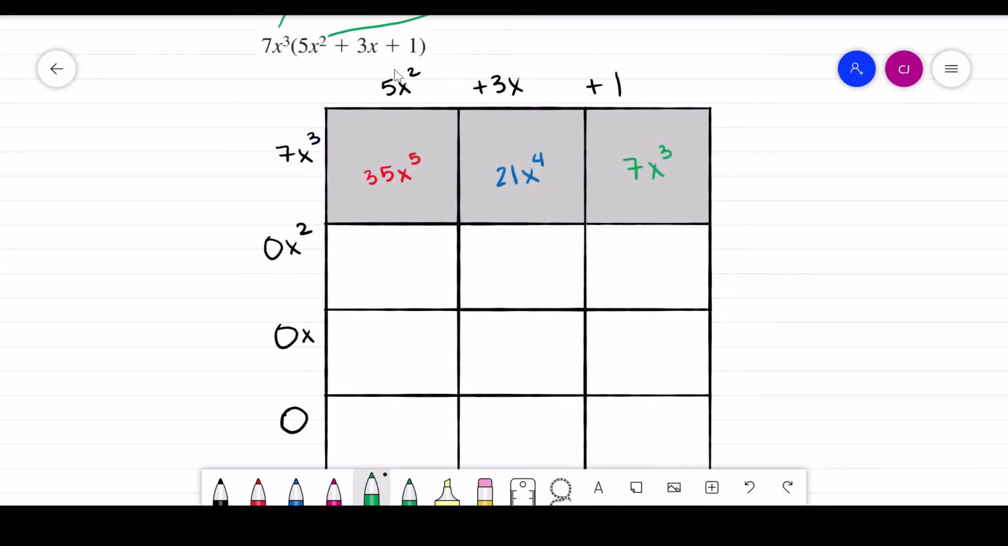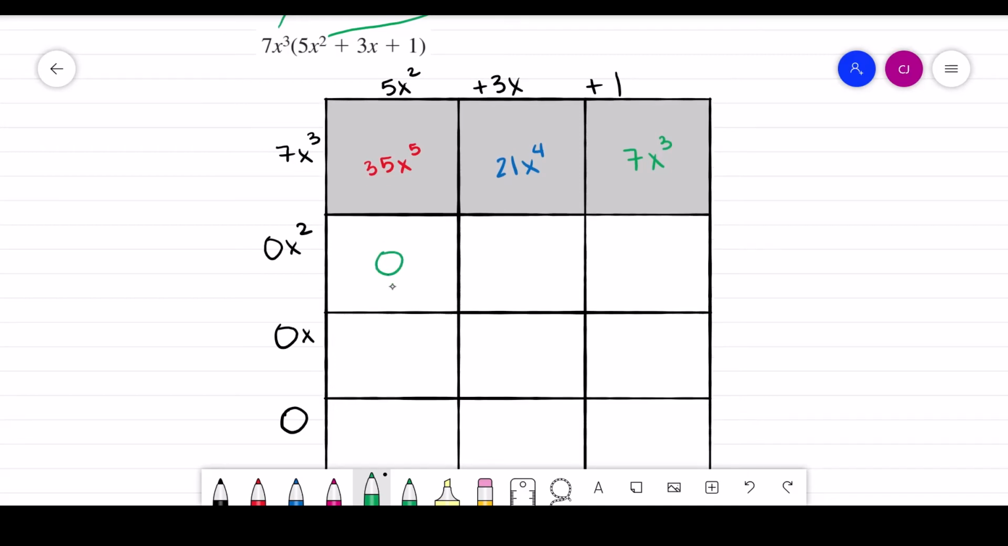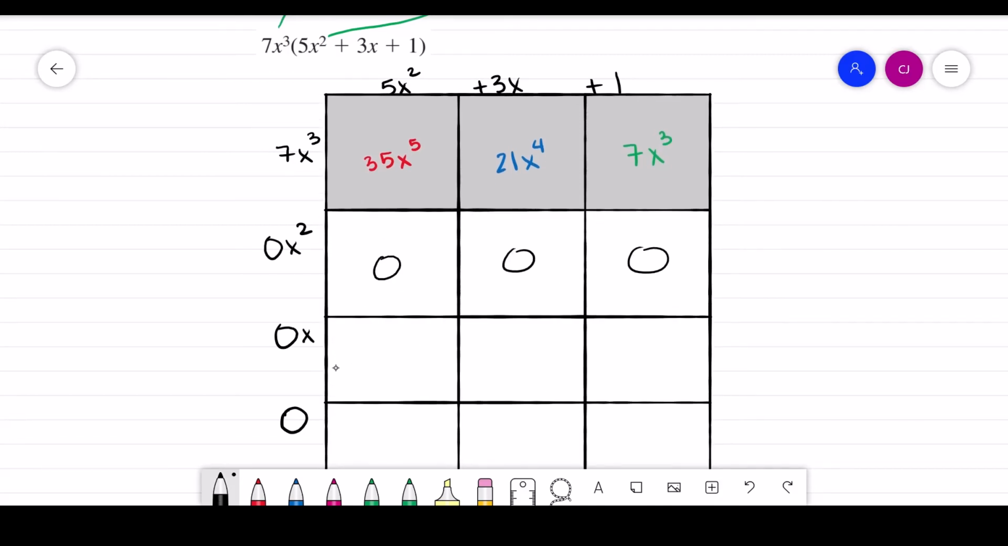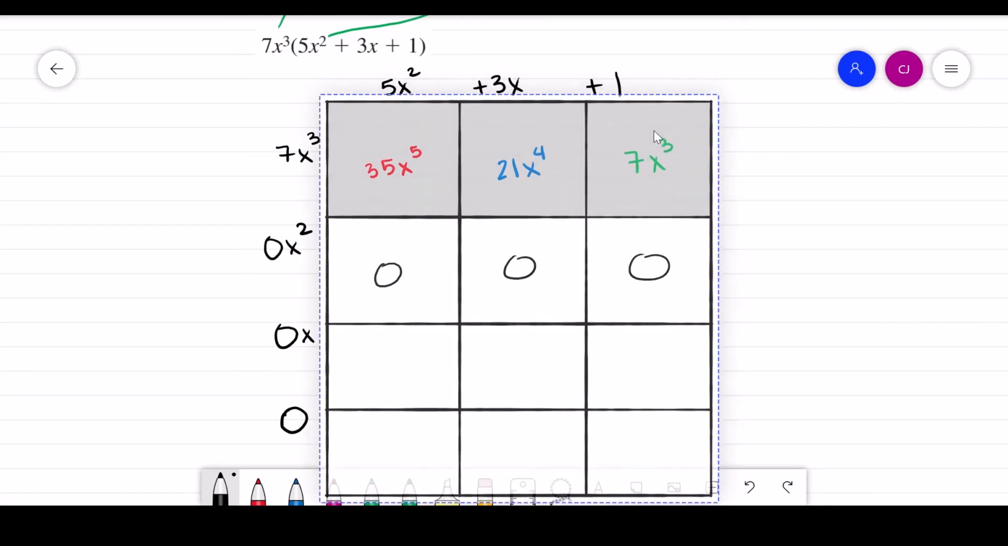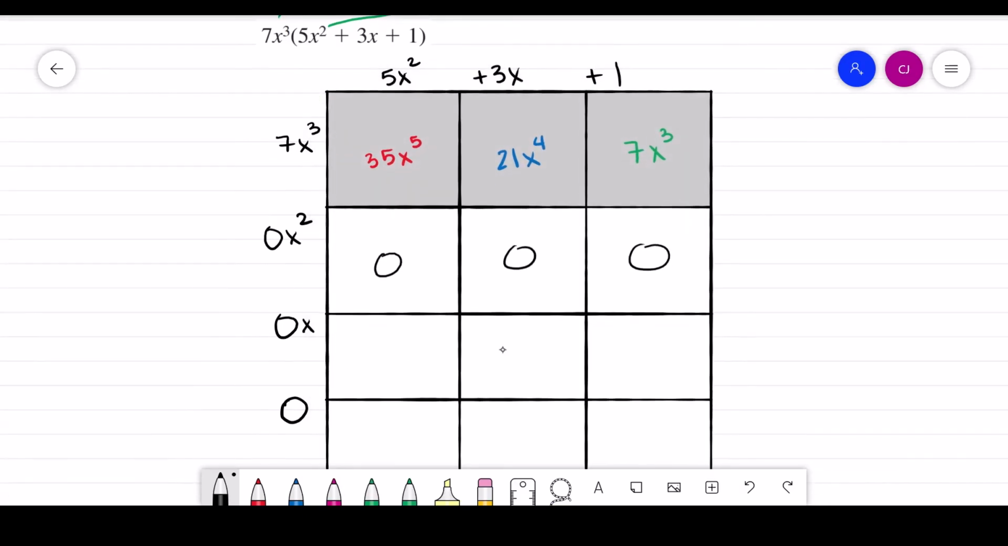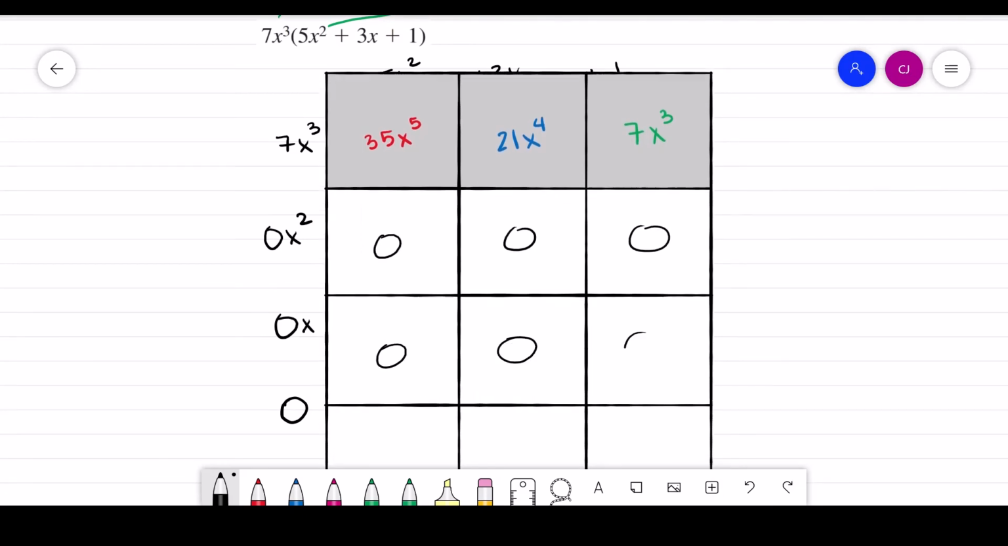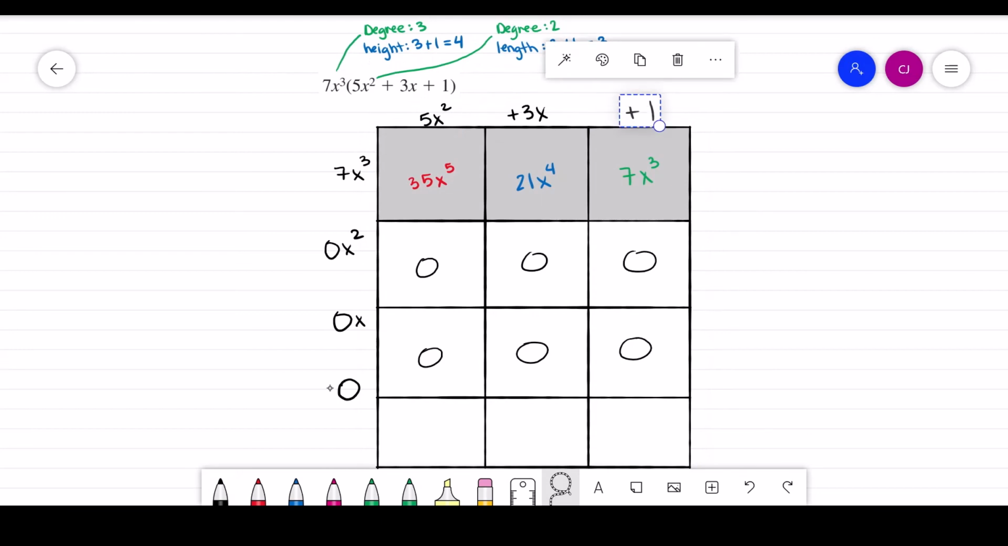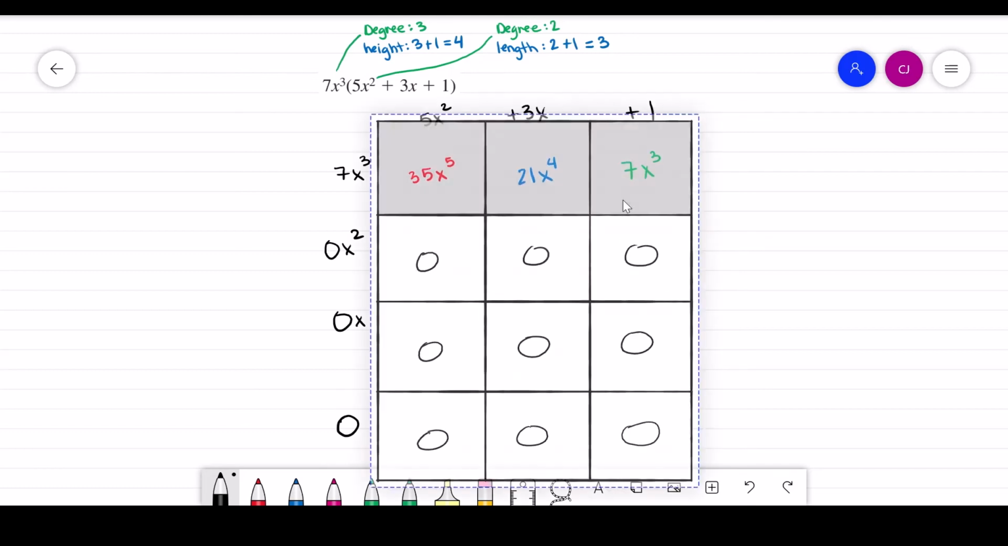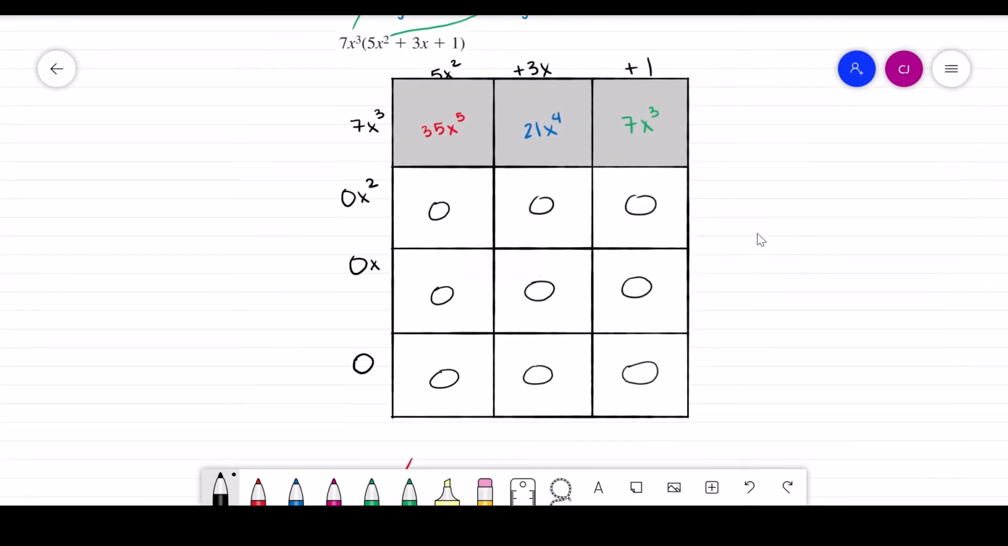And then I'm going to go ahead and multiply the 0x squared times 5x squared, which is going to give us just 0. Anytime that we multiply 0 with any other term, we're also going to get 0. And then if I multiply 0 with any of the 3 terms up on top, I'm going to get 0 again. So as you can see, for this one, we don't really have to combine any terms.